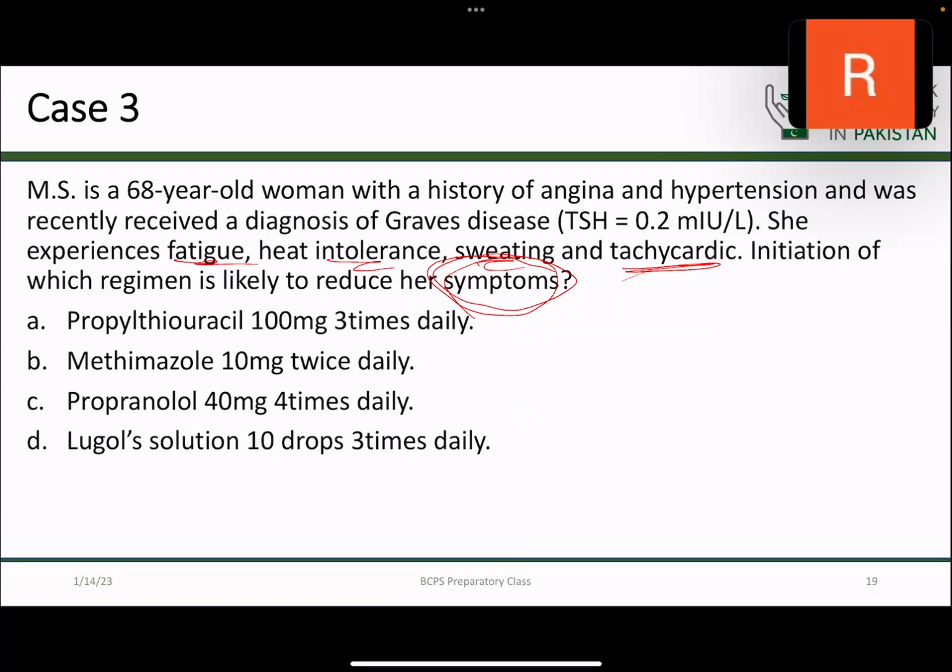Lugol solution, we said this is not a mainstream treatment. This is used as an adjunctive, and it would not be an option as well. So propranolol is the right option, because we already discussed that in adjunctive therapy, beta blockers are used to control the symptoms in hyperthyroid disease.